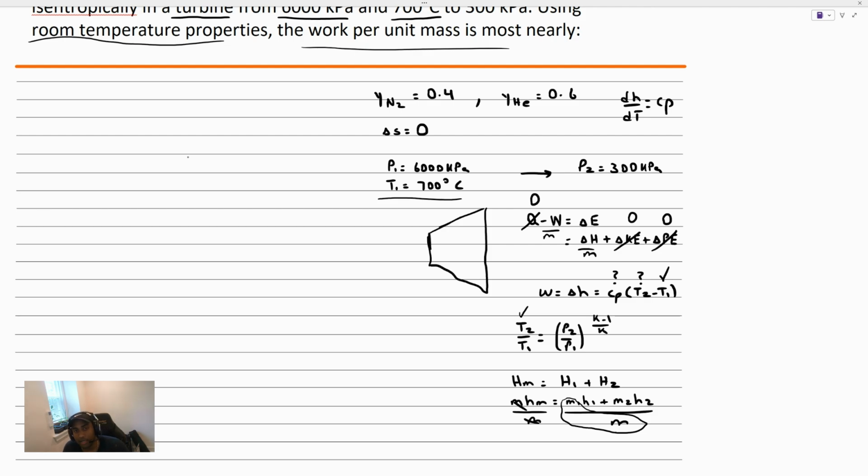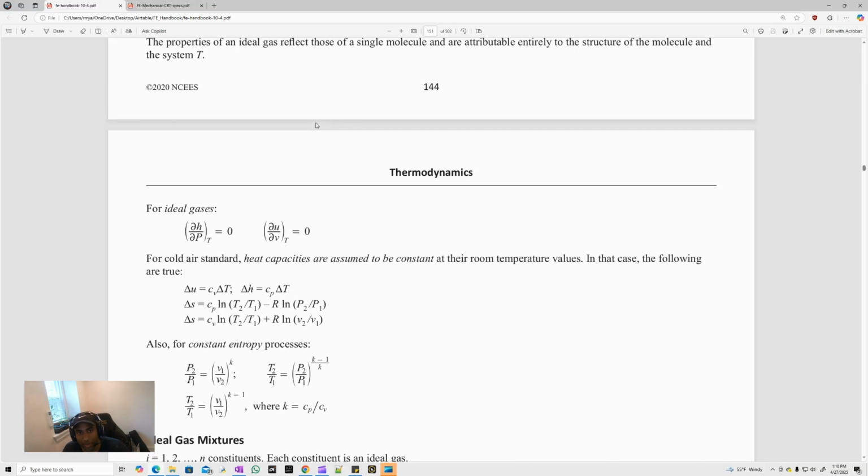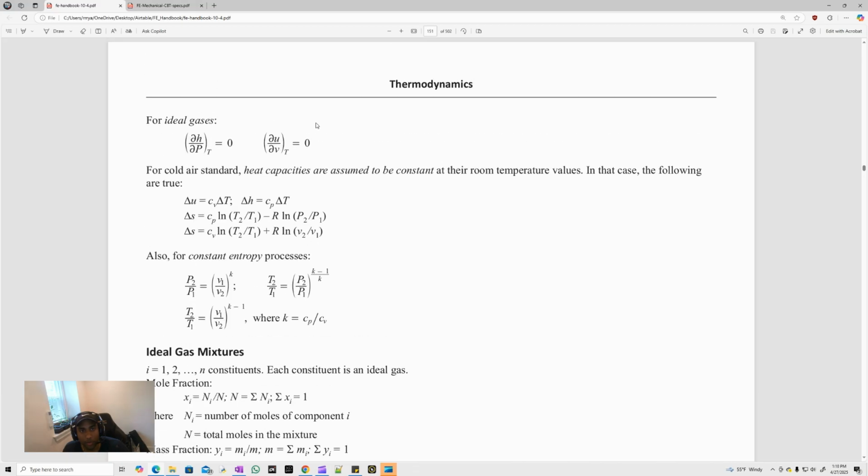Let's go inside of the reference manual and I'll show you where exactly you can find this information. This is in the thermodynamics section here, page 145. In the thermodynamics section for a constant entropy process, you could see that relationship we spoke about before, where the temperature ratio is related to the pressure ratio, using that ratio of specific heats, K.